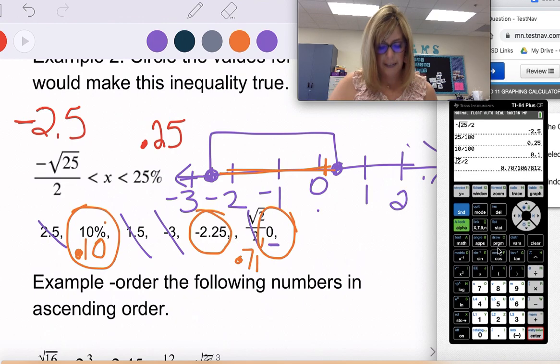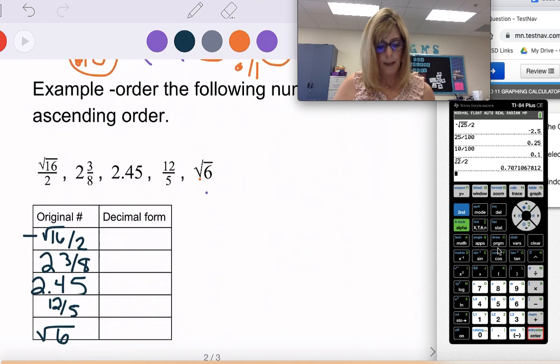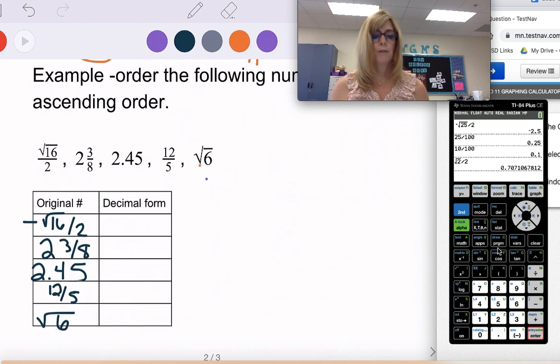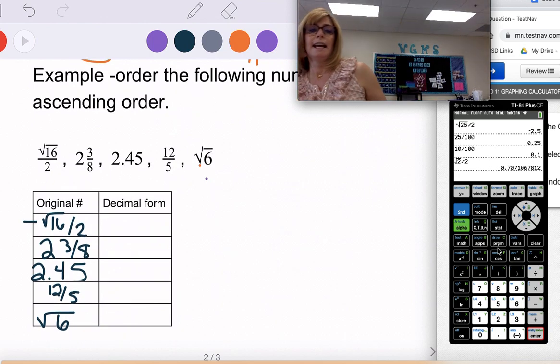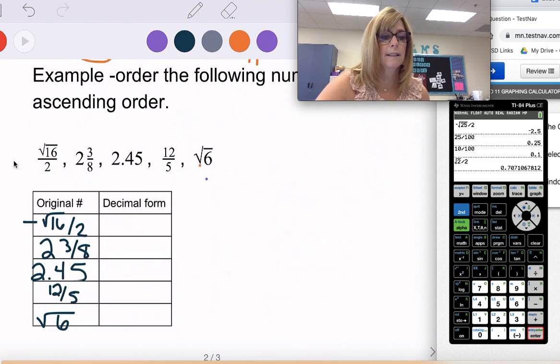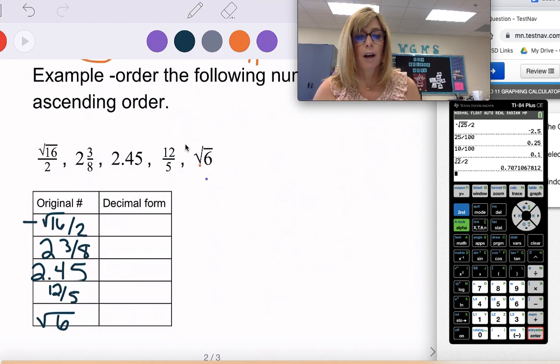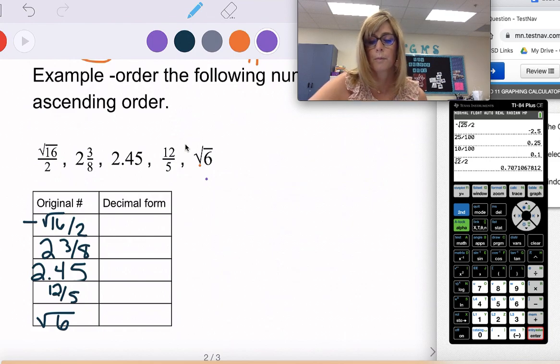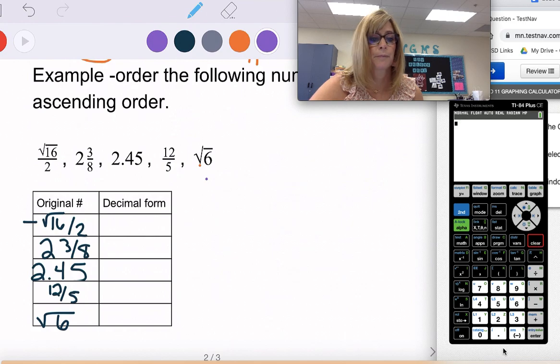Okay, the next example, I want you to pause it, and I'm going to give you time to work this one on your own. And I've already put in these numbers in their original form, so what I want you to do is convert these to decimals, and then we're going to put the following numbers in ascending order. Okay, so pause it, and I'm going to put my answers in the box. I'm going to work it while y'all work it on your own.